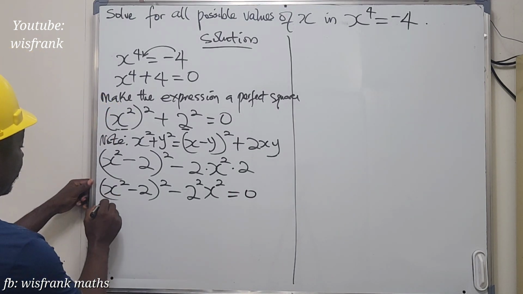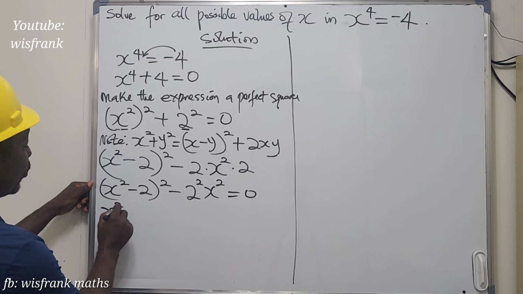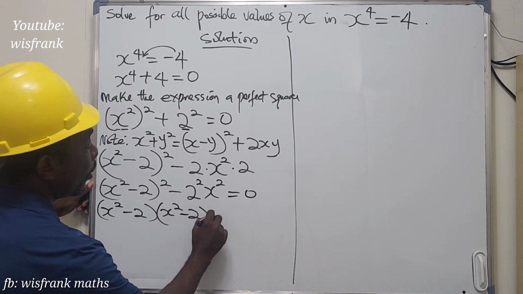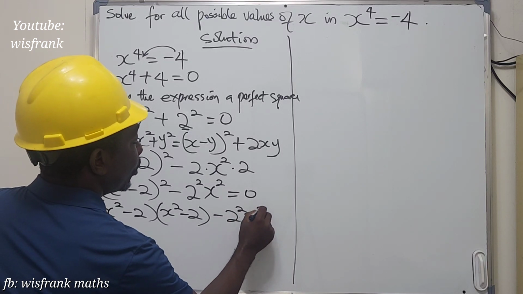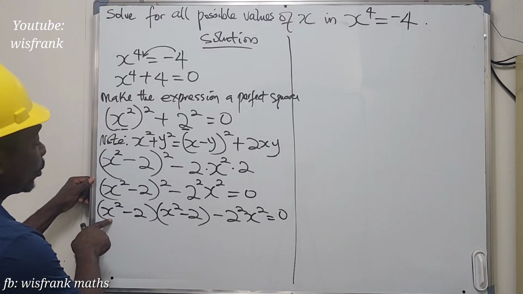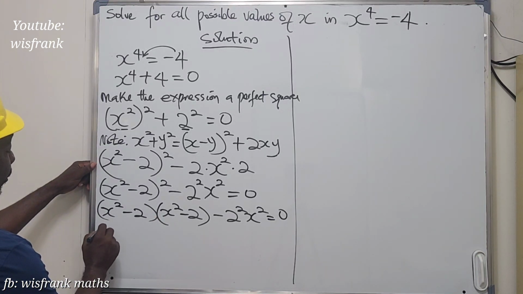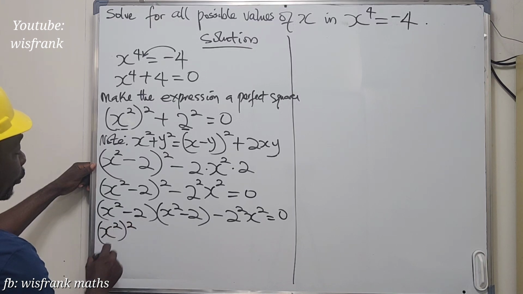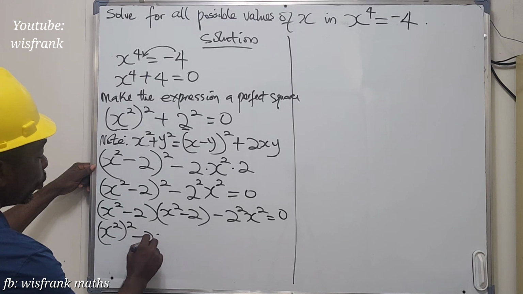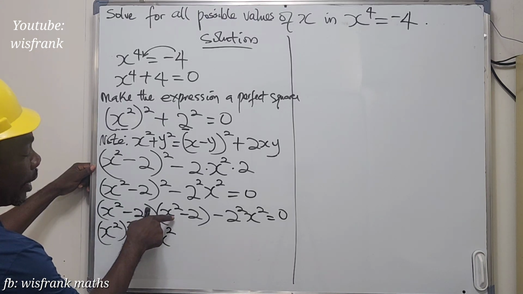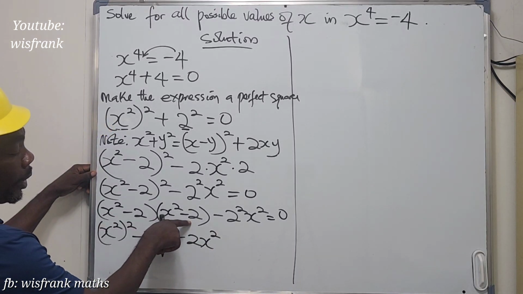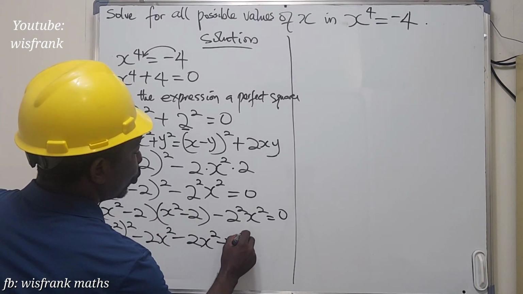So here, expanding this will become x to the power of 2 minus 2 into x to the power of 2 minus 2, minus 2 to the power of 2 x to the power of 2 equals 0. Expanding these two parentheses, we have x to the power of 2 times x to the power of 2, which is x to the power of 2 all to the power of 2. Then we have x to the power of 2 times minus 2, which is minus 2x to the power of 2. We have minus 2 times x to the power of 2, which is minus 2x to the power of 2. So we have minus 2 times minus 2, which gives plus 2 to the power of 2.